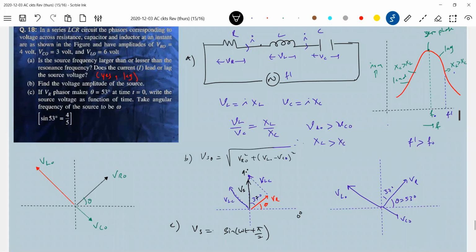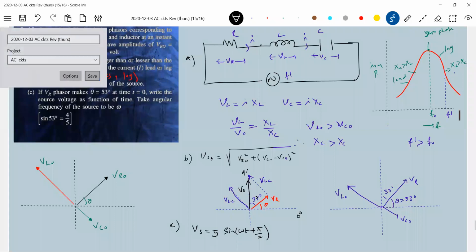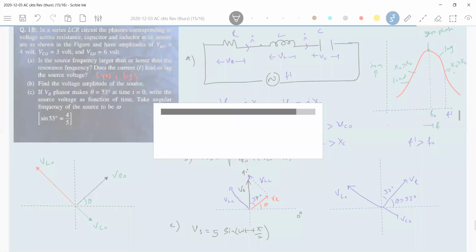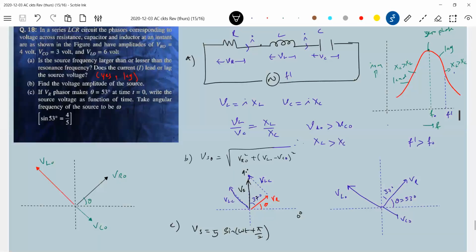Amplitude means not RMS, sir. Peak values only, sir. Then 5 only. Sir, are the given voltages RMS or peak? Peak values. Amplitude means peak values.